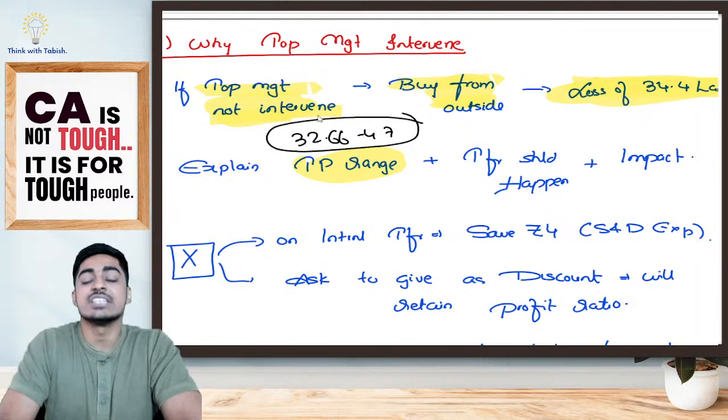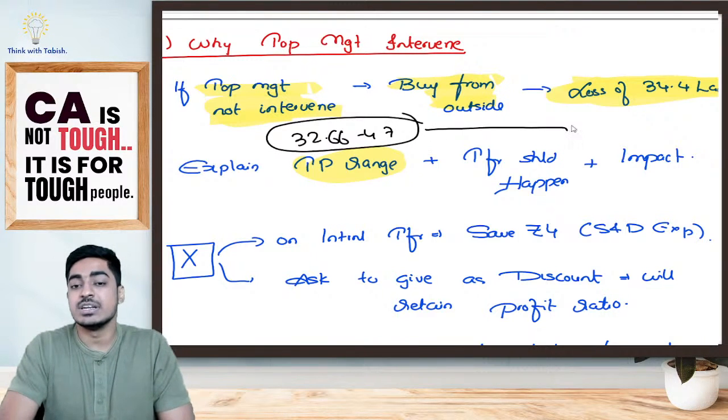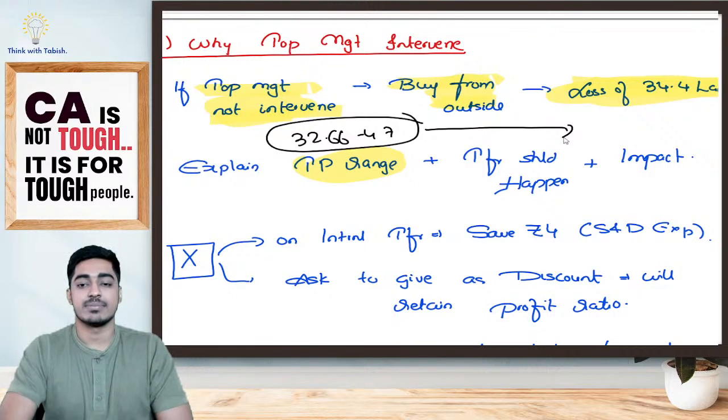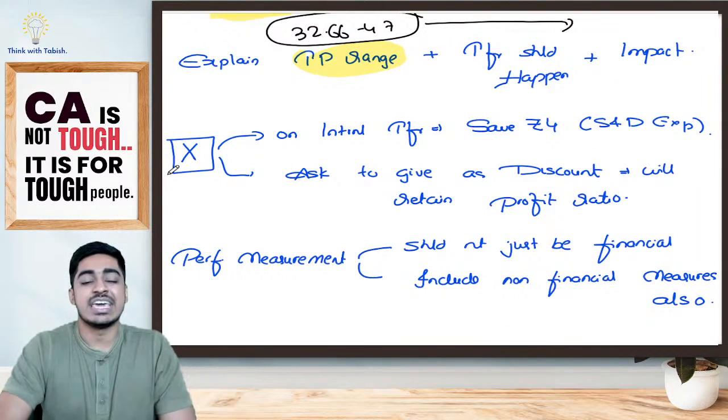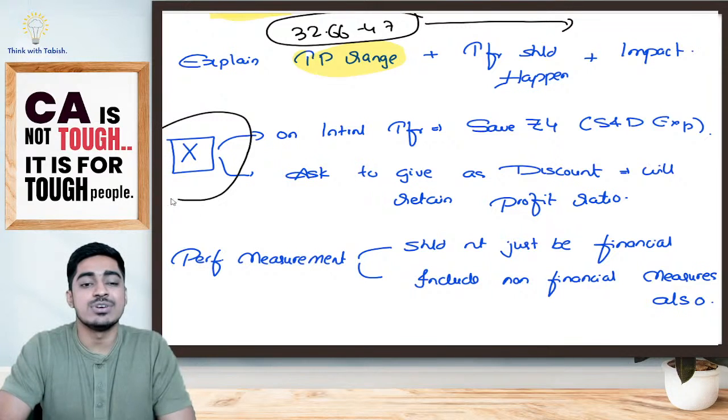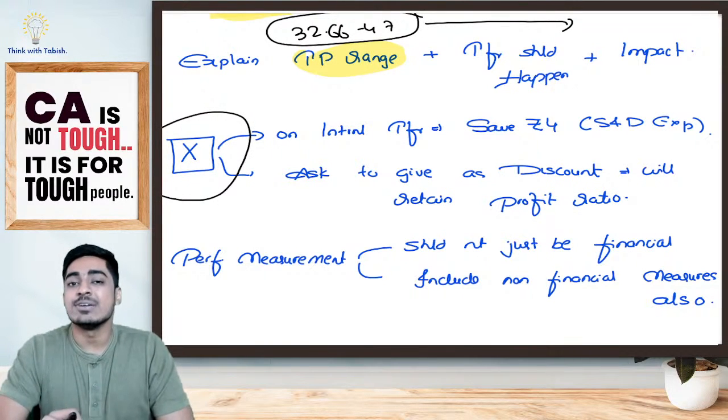So ideally transfer should happen. But if transfer does not happen, this will be the impact: 34,40,000. Next, X was telling from a long time, I cannot give you a discount, because my ROI will be affected.